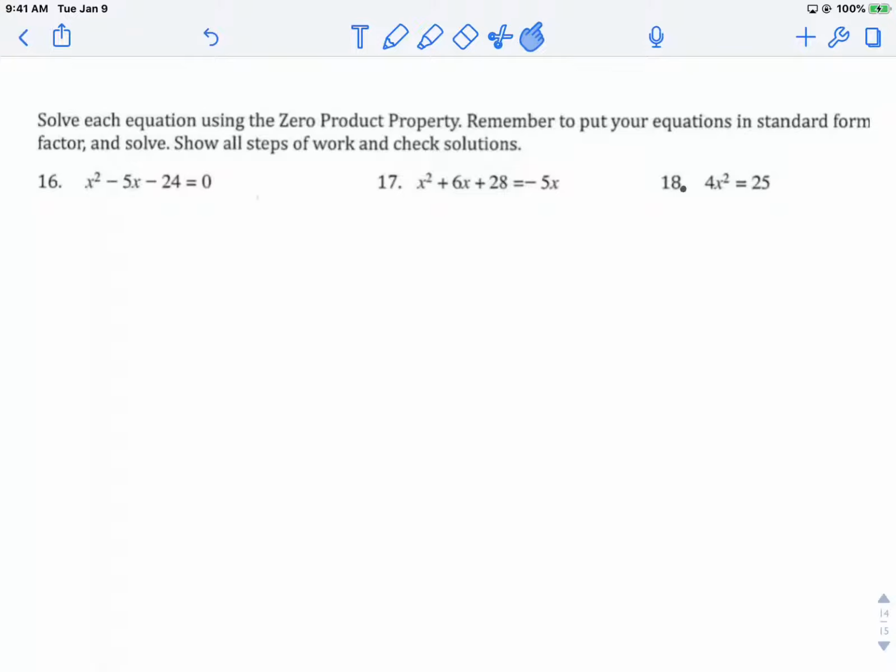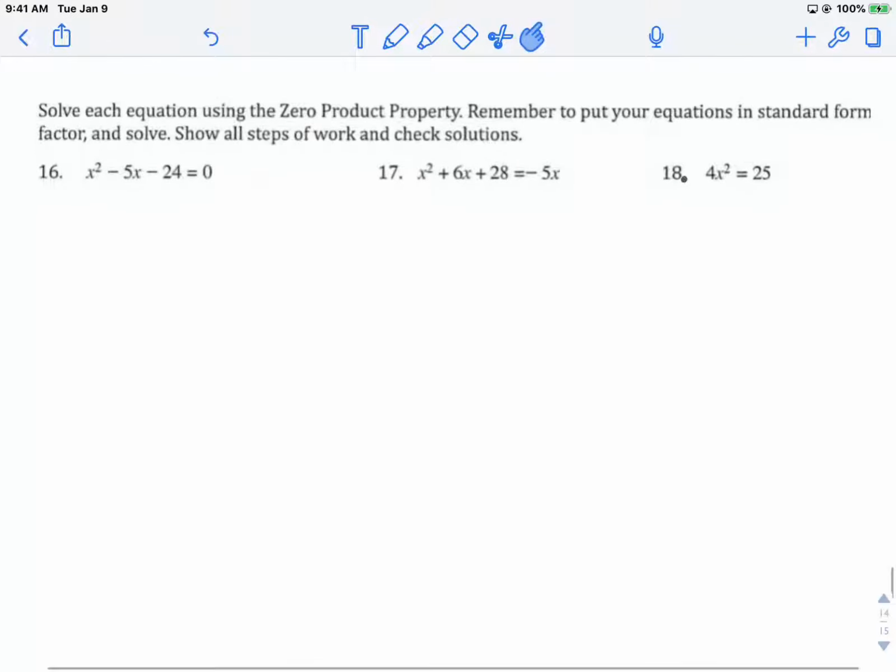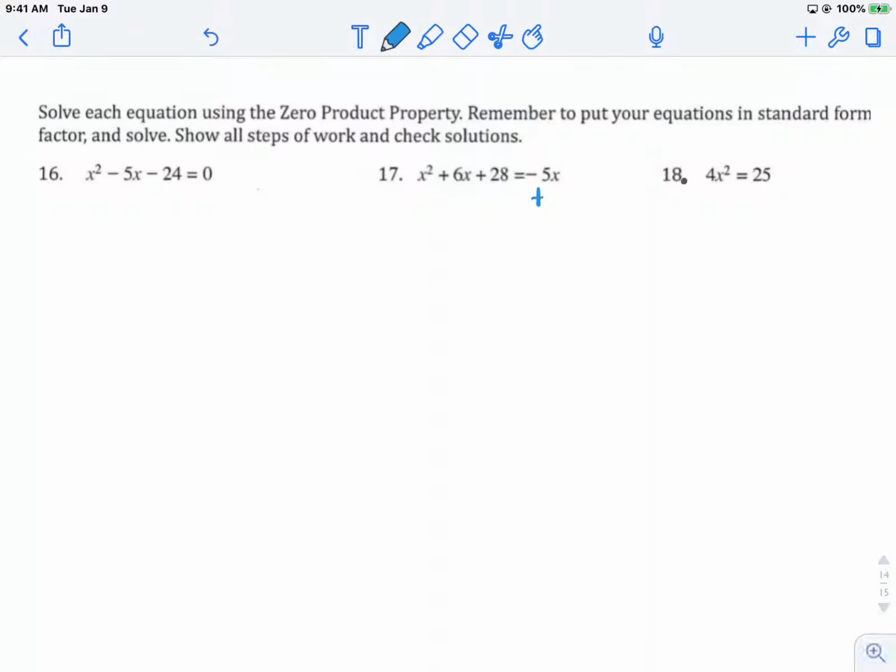And finally, then using zero product property again, but with some more complicated factoring and some slightly different situations. So let's look at 17, because that's the toughest of the ones here. So in 17, that checklist of things we said has to be equal to 0 first. Well, mine's not. So I'm going to need to add 5x on both sides in order to have this side be 0. All right, so I've got x squared plus 11x plus 28 equals 0. Now it's ready for factoring.